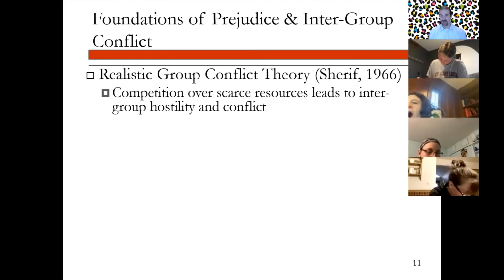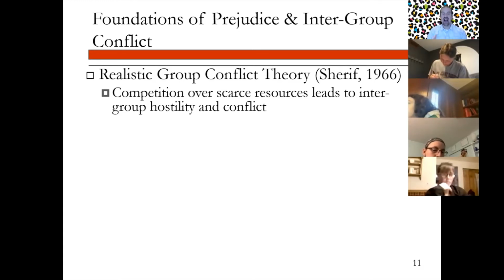The idea is that part of our negative response to outgroup members occurs when there's competition over scarce resources, which leads to intergroup hostility and conflict. The thought process here, according to Sherif, is that there are certain things we only have a limited number of. There's only a limited number of jobs. Apparently there's only a limited number of toilet paper, at least at some point. There's a limited number of economic resources, a limited amount of housing.